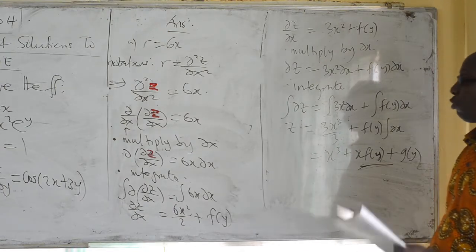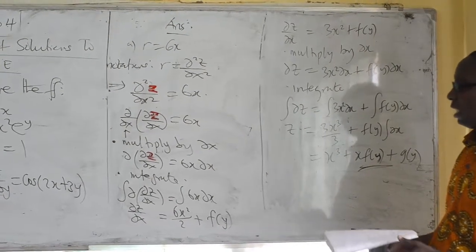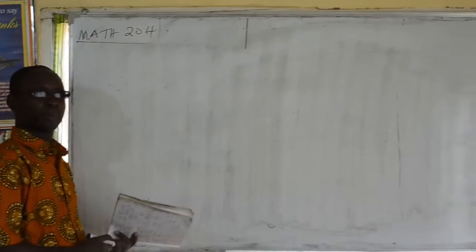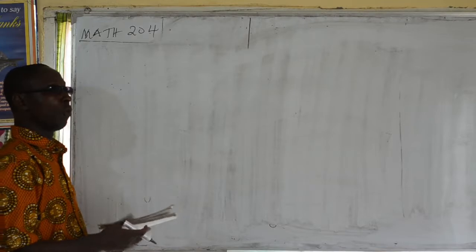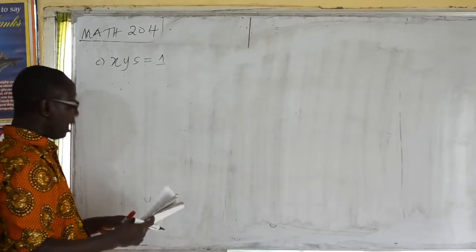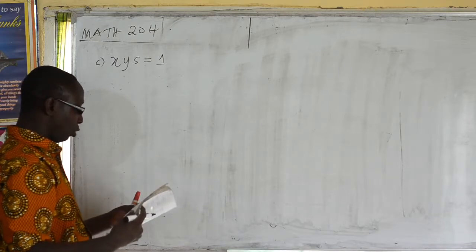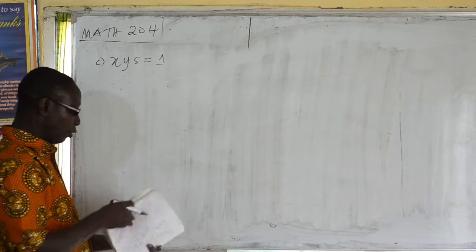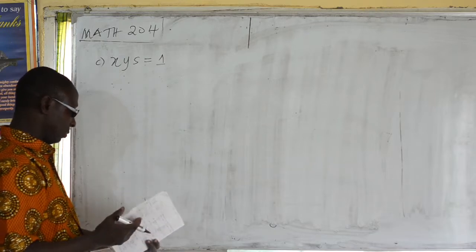We will continue to the C and the D. Okay, so we move on to the C. The partial squared z over partial x partial y, times x, y, is equal to 1. That is the C. So we must first of all know what our S is.